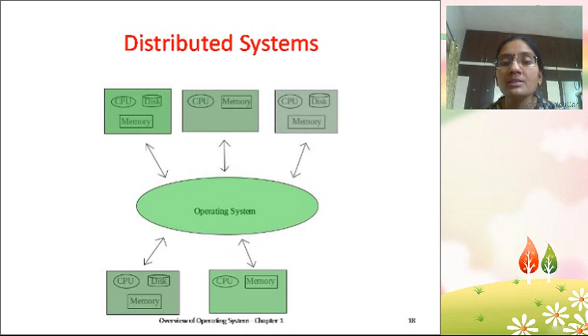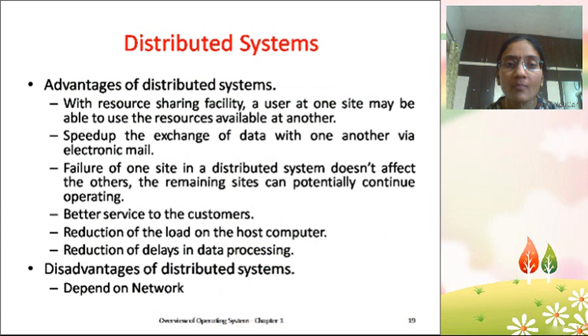The advantages of this distributed system are: with the resource sharing facility, a user at one site may be able to use the resources available at another site. Speed up the exchange of data with one another via electronic mail. Failure of one site in the distributed system does not affect the others; the remaining sites can potentially continue operating. Better service to the customers. Reduction of the load on the host computer. Reduction of delays in data processing. The disadvantage is that it depends on the network.